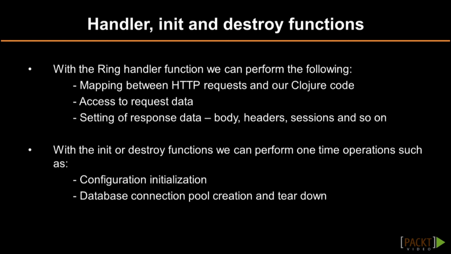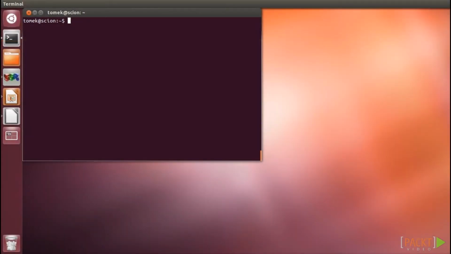With initialization and destruction functions, we can manage common resources, such as the configuration or database connection pool. We will dive deeper into this matter in the appropriate videos later on. The actual Ring handler is simply a standard Clojure function that takes a request map as an argument and returns a response map as the result.